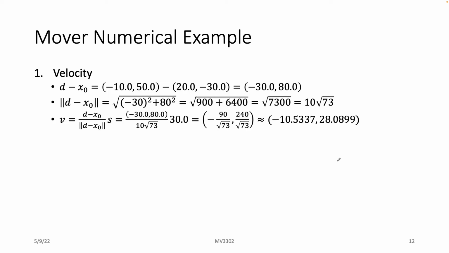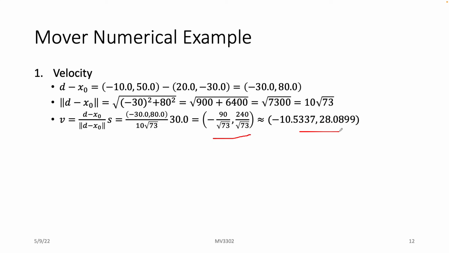And now, what's the velocity? The velocity would be the vector difference divided by the norm times the speed. So in that case, it would be minus 30, 80 over 10 root 73 times 30, which turns out to be approximately this value. As long as we trust our calculations here, when we run it we can look at what velocity they came up with. Did they come up with this one, assuming that we did this right?